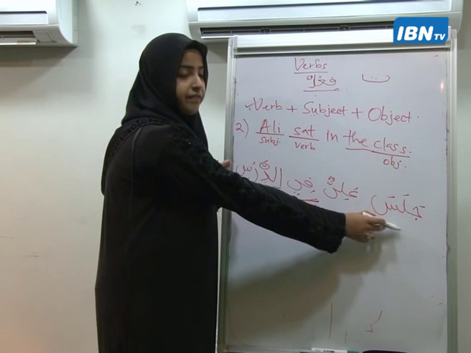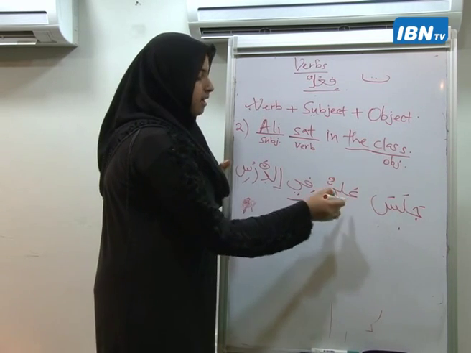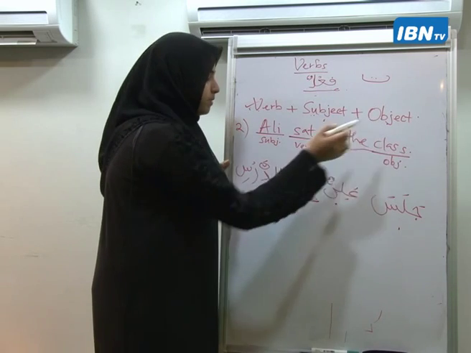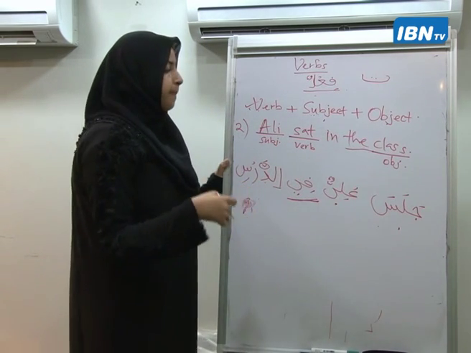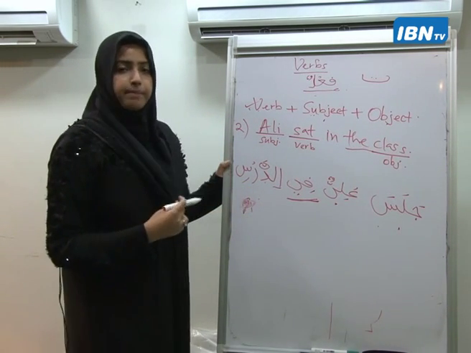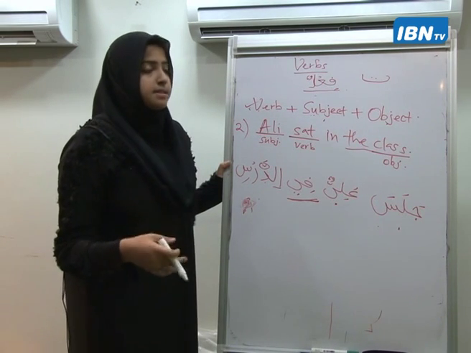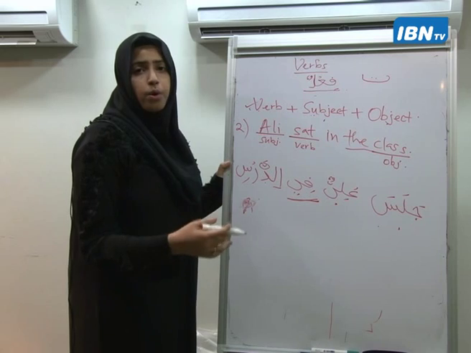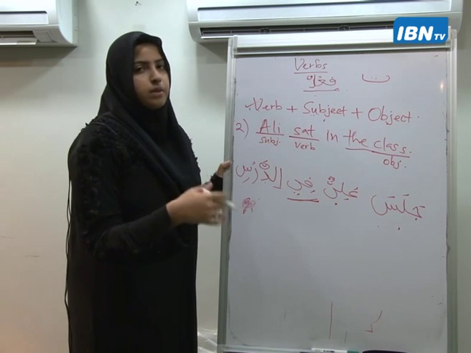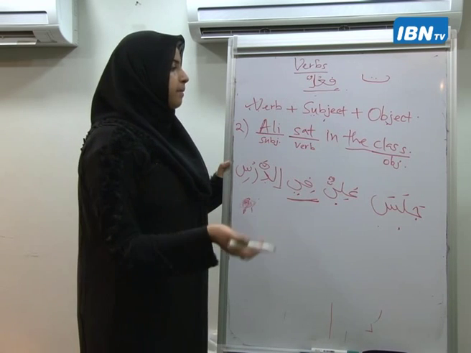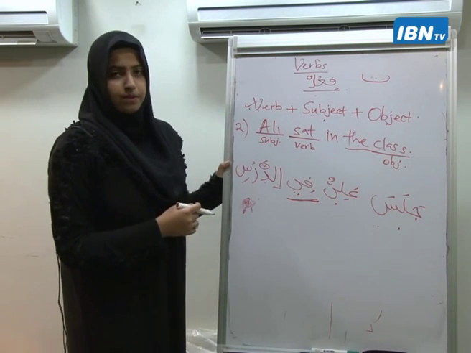Obviously I've started with the verb, which is jalasa, my subject, which is Ali, my object, which is the classroom. So these were just two examples that I had given you how to formulate such simple sentences. Inshallah, we'll be looking at more complex sentences, of course, after finishing with all the tenses of all the pronouns. But for now, this sums up our class for today.